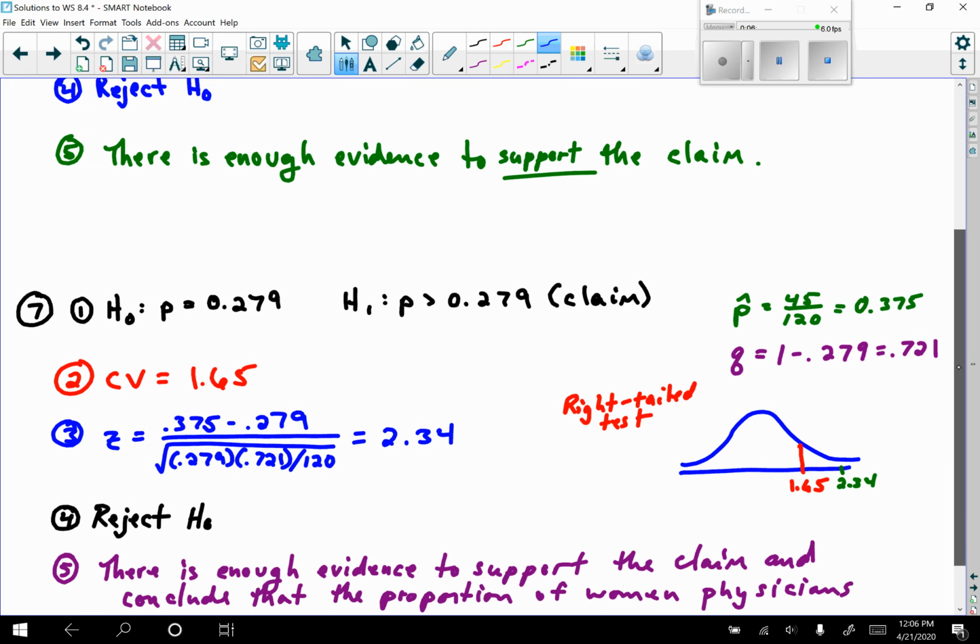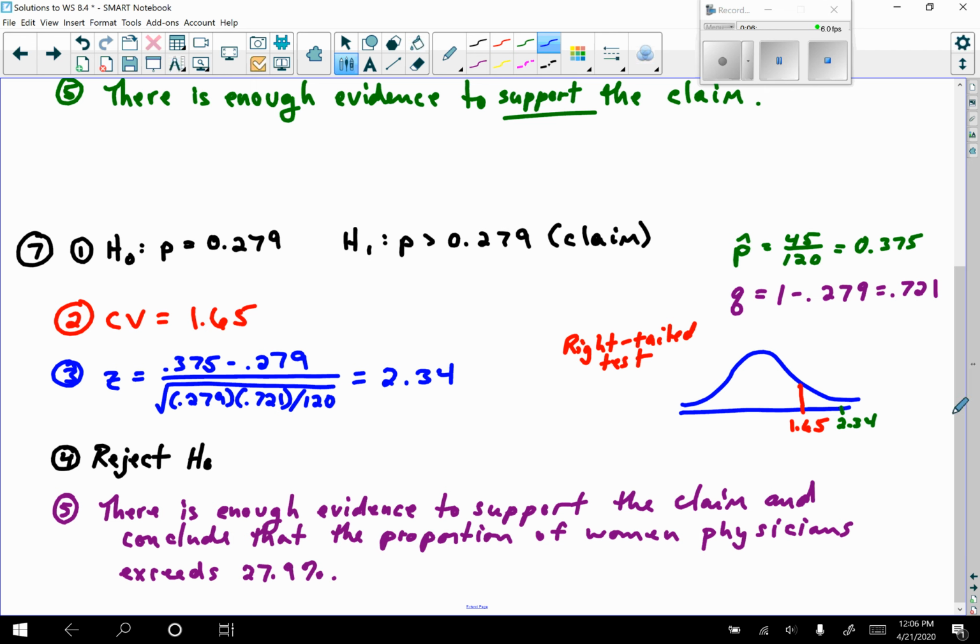All right, number 7 ended up being a right tail test. So look at the null and alternative hypotheses. Again, the question here is to see if there is sufficient evidence to conclude that the proportion of women physicians exceeds 27.9%. So greater than is going to be our claim. Since this is a right tail test, we're going to type in a 0.95 for our area. That's going to be to the left of our critical value here, and we get a critical value of 1.65.